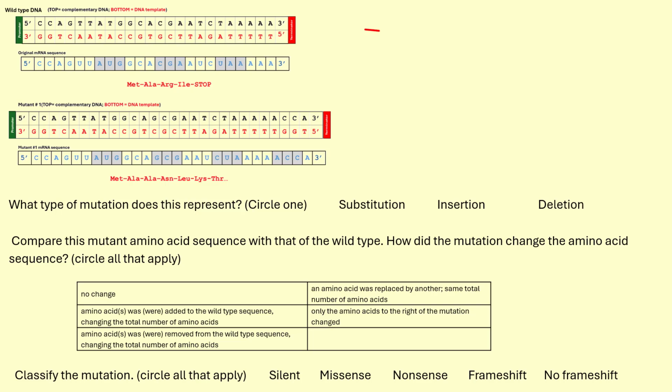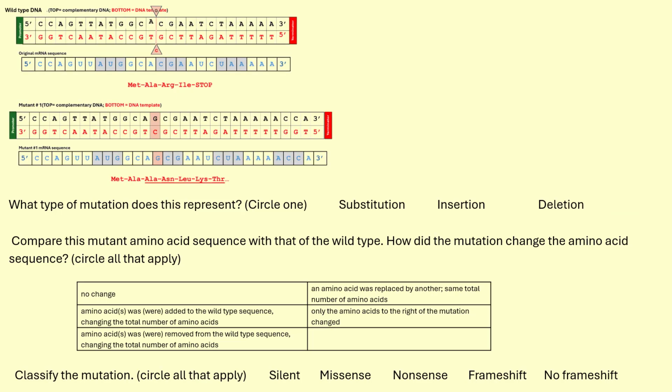Start by comparing the wild-type DNA to one of the mutant DNAs. What type of mutation does this represent? In this scenario, the mutant DNA has one extra nucleotide that was added. So that, by definition, is an insertion.